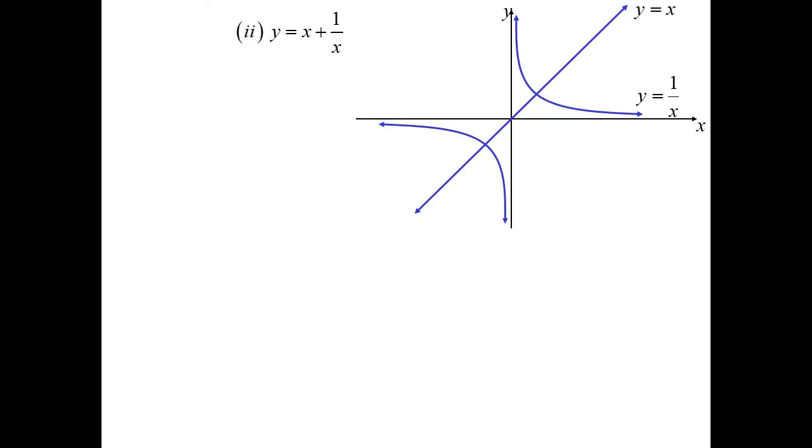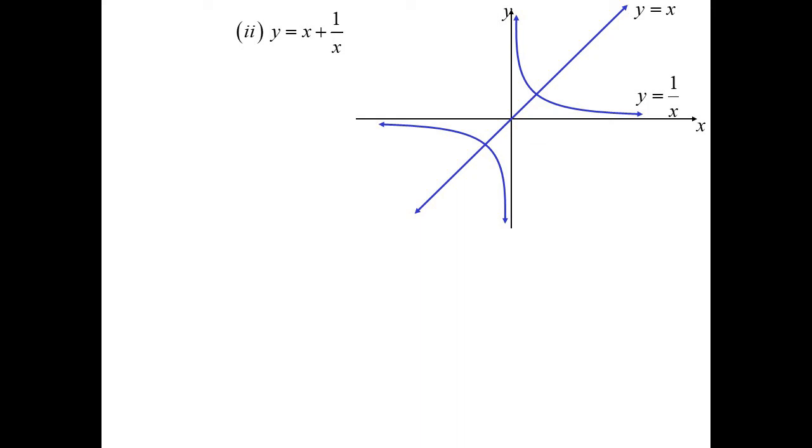x plus 1 on x. So a little bit more interesting. There's y equals x again, but now I'll draw in the hyperbola as well. Well, there's not going to be any y-intercepts, of course, because if it's not in the domain of one of the functions we're adding, it can't magically come into the domain of what we're adding together. So we know there's still going to be an asymptote at the y-axis.